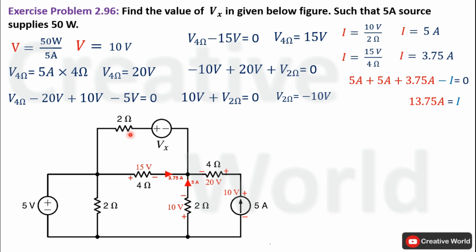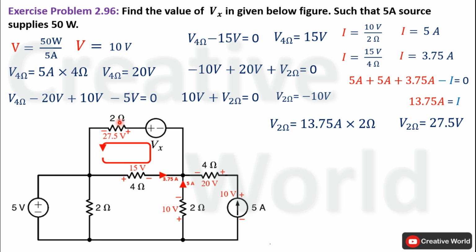Now we can calculate voltage across this 2 ohm resistance because current through it is known. So voltage across this resistance will be the product of 13.75 ampere multiplied by 2 ohm. It will become 27.5 volt. And polarity notation across this 2 ohm resistance will be positive terminal here and negative terminal here because the direction of current is counterclockwise through this branch. Modify the network by indicating voltage along with their polarity across this 2 ohm resistance.